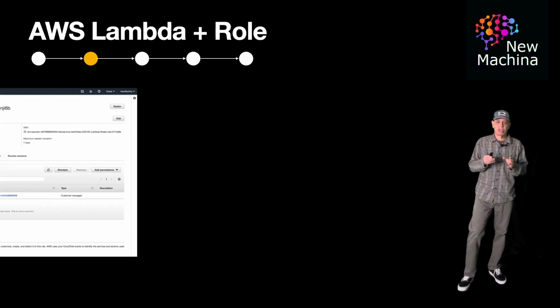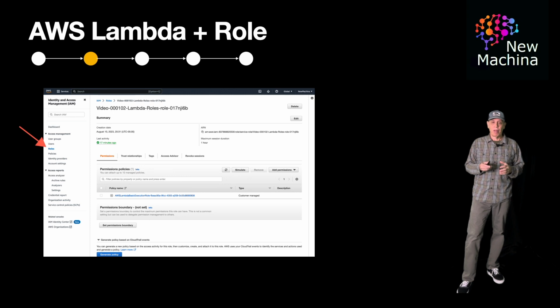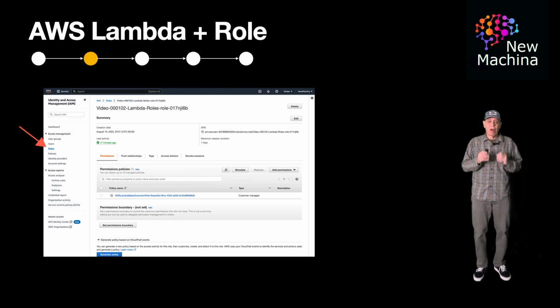Now, this should look somewhat familiar. On the left-hand side, you'll see users, groups, and roles. This is basically the same service that we looked at the beginning of this tutorial. Now we're actually just looking at the specific role that has just been created for this Lambda function.